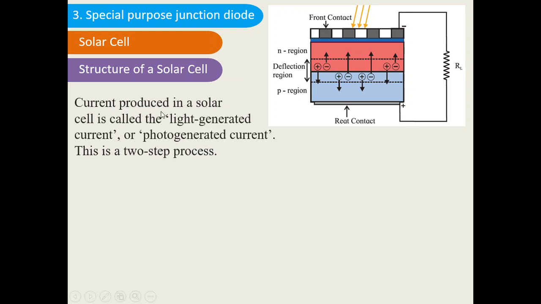The current produced in the solar cell is called the light generated current, or we can say the photo generated current, because photo is nothing but light. So light generated current or photo generated current. This is a two-step process, in which the light generated current or photo generated current is actually produced.